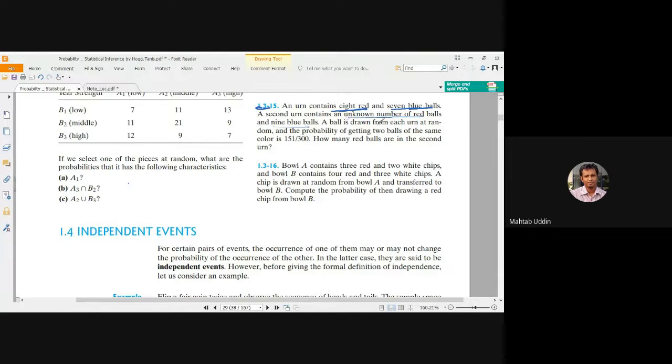A ball is drawn from each urn. That is, from each urn you take one randomly, and the probability of getting 2 balls of the same color is 151 by 300. How many red balls? That is, what is the value of x?